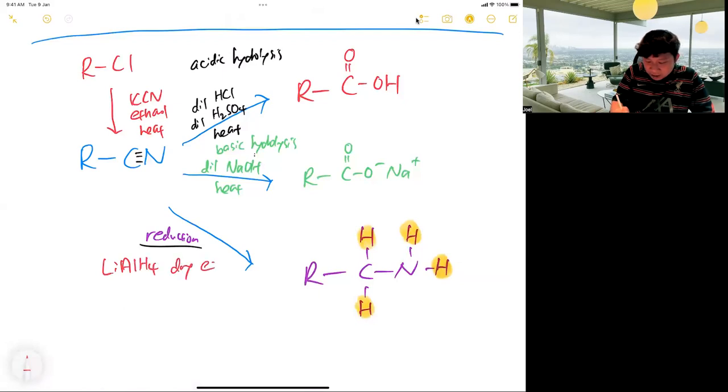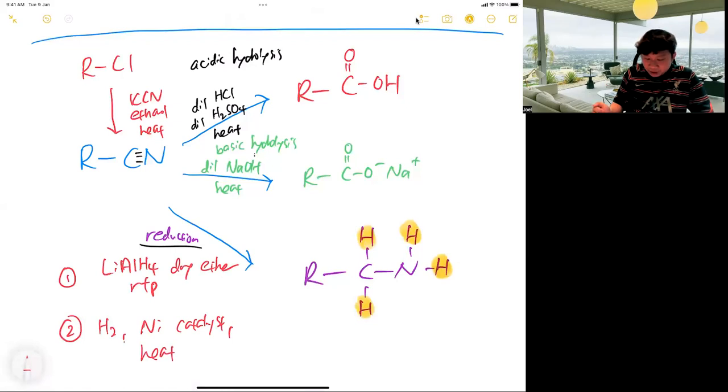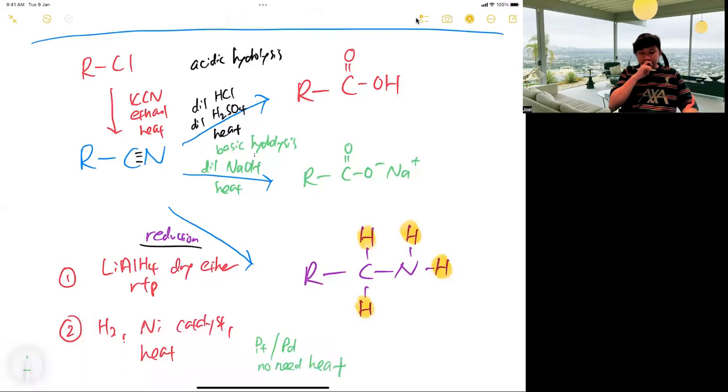LiAlH4 in dry ether at room temperature. This is one possibility. The second alternative is H2 with nickel catalyst and heat. Of course, if it's platinum or palladium, then no need for heat. So whenever it's a reduction, you need to think of the reducing agent. Number 1 is the strongest reducing agent, which can reduce carboxylic acid, but here it can also reduce nitrile. And the H2 nickel catalyst is found in our alkene chapter. Then platinum and palladium are stronger catalysts.